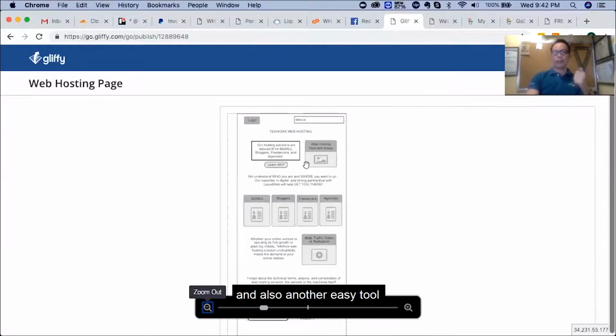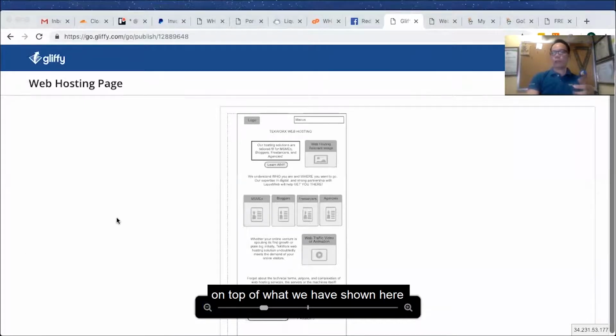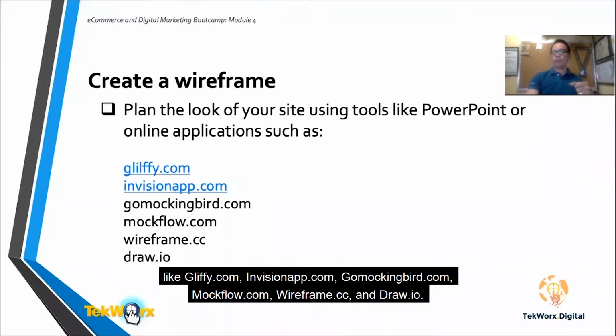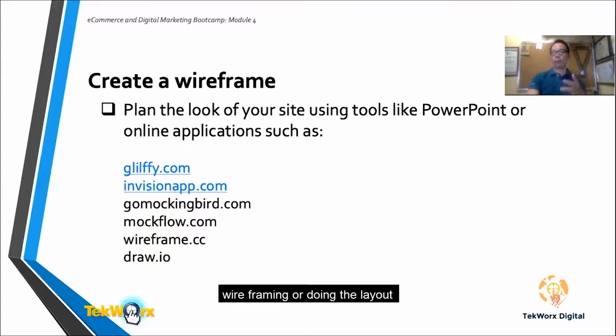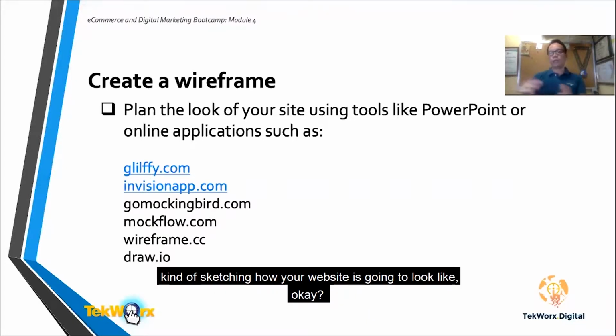And there are also other easy tools on top of what we have shown here, like Glyphy.com, EnvisionApp.com, GoMockingbird.com, MacFlow.com, Wireframe.cc, and Draw.io. These tools can be used for the same purpose, wireframing, or doing the layout, kind of sketching how your website is going to look.